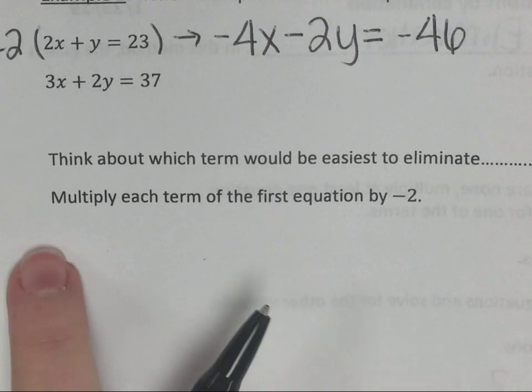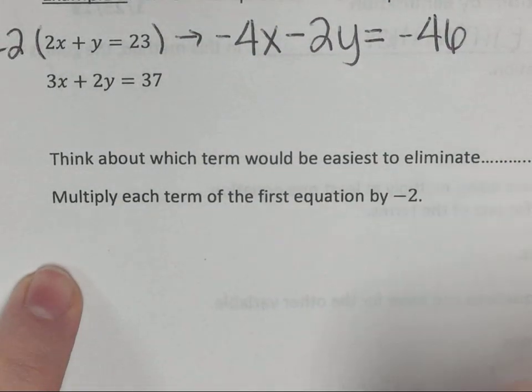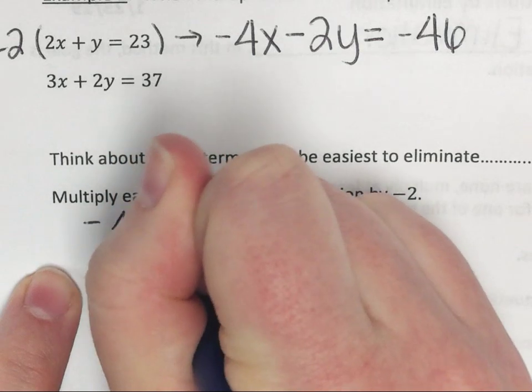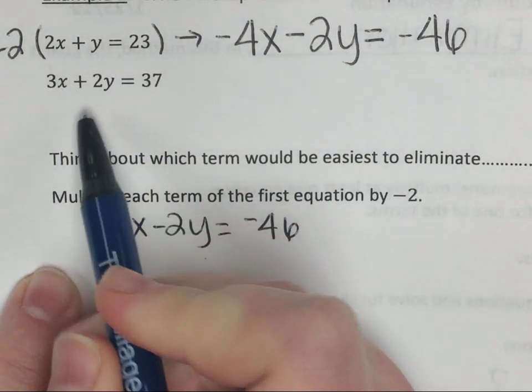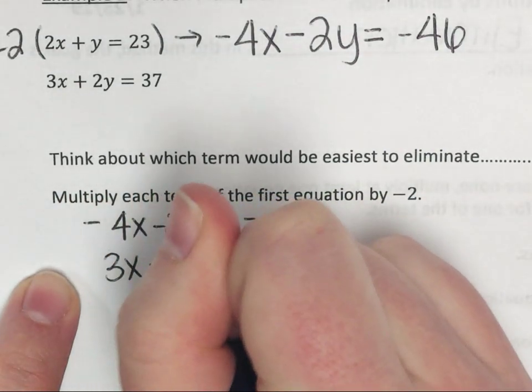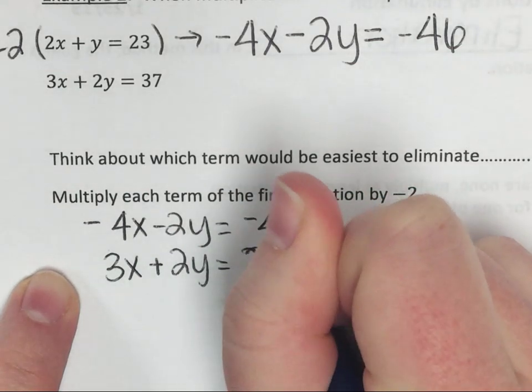All right. I'm going to go down here and I'm going to rewrite them and stack them. Okay. So it doesn't matter which one's on top. I'm just going to keep the negative 4x minus 2y is equal to negative 46. And I'm going to line that up with the second one. Positive 3x plus 2y is equal to a positive 37.